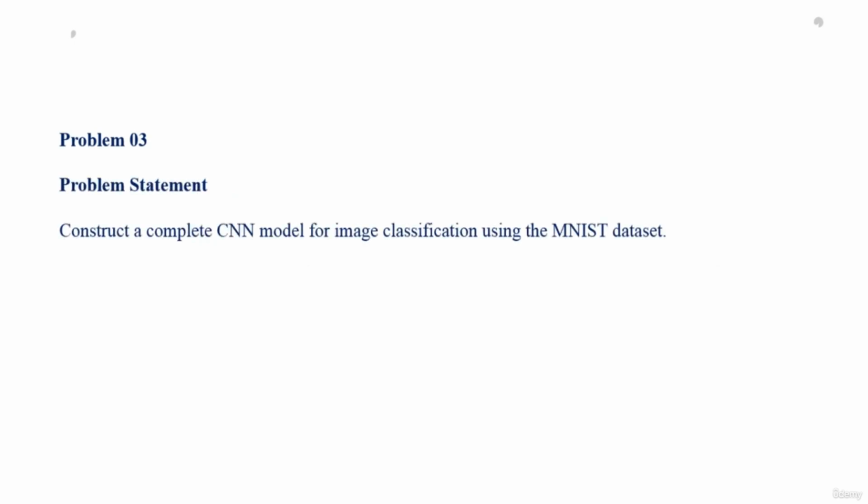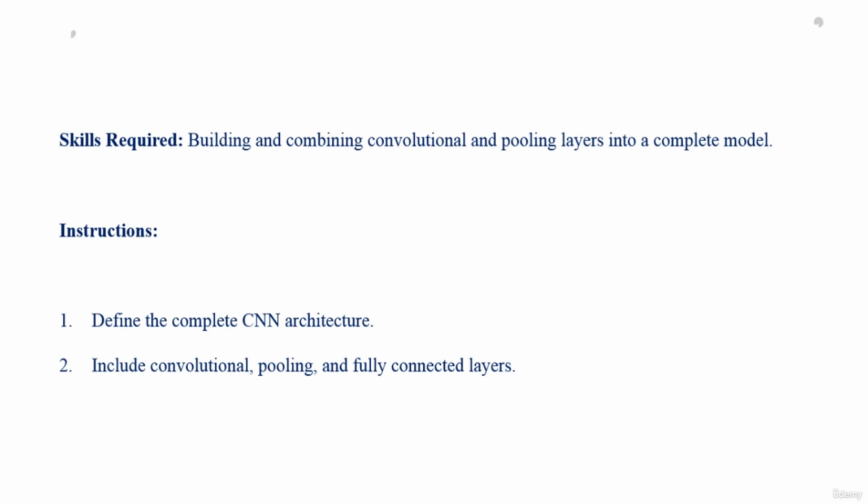Problem 03. Problem statement. Construct a complete CNN model for image classification using the NIST dataset. Skills required: building and combining convolutional and pooling layers into a complete model. Instructions. Define the complete CNN architecture. Include convolutional, pooling, and fully connected layers.